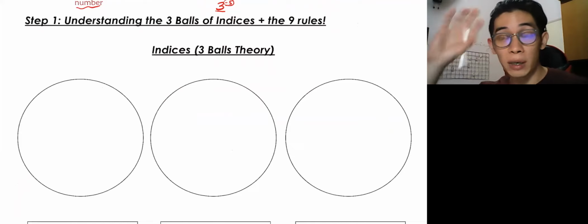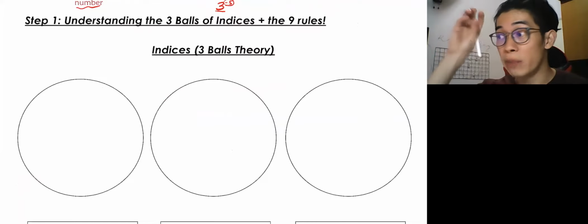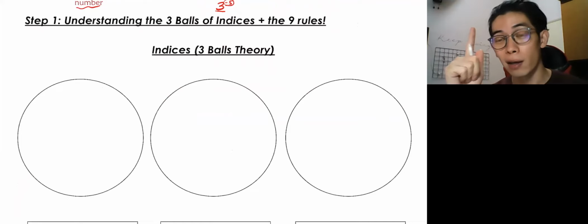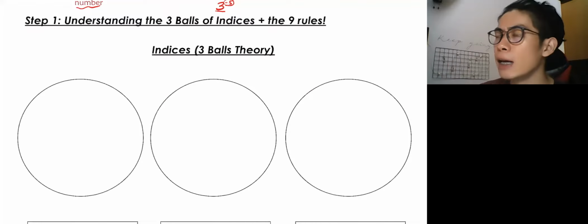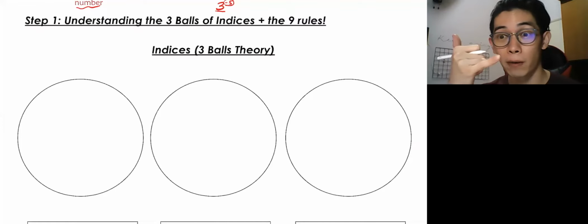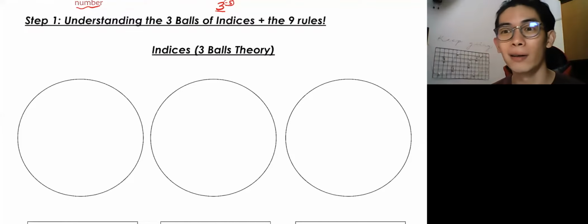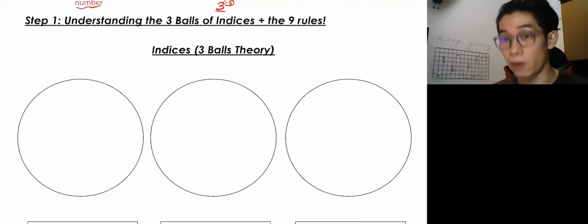Yes, Ira, you're right. If let's say there is no index on top of the base, it means power 1. We cannot say power 0, it's power 1. So let's say I give you a number like 6, just a 6 there. 6 power 1. Okay, can?